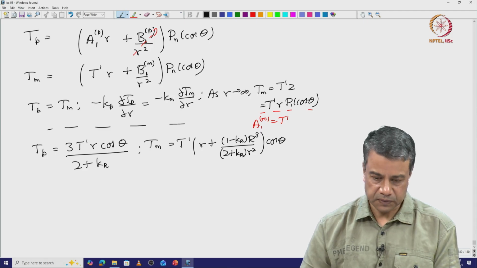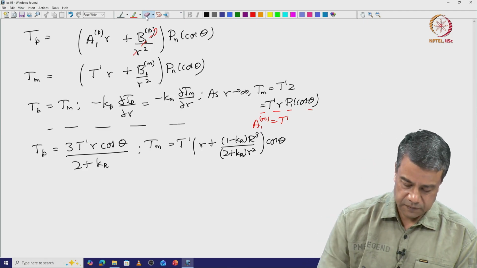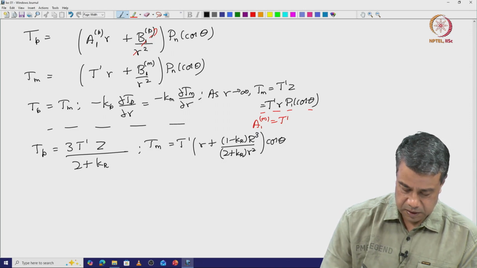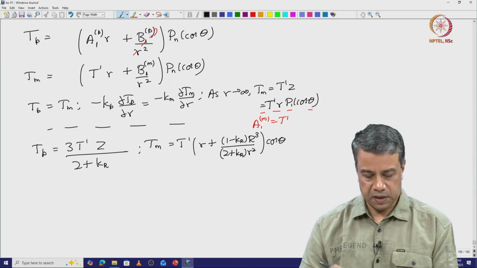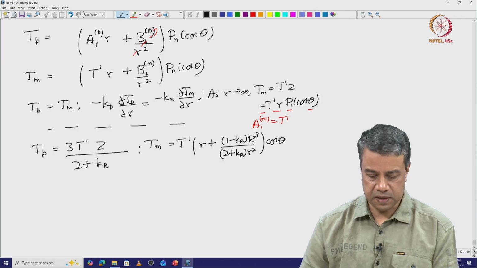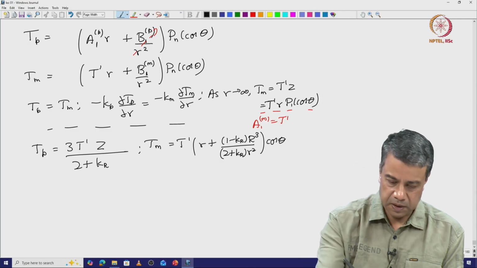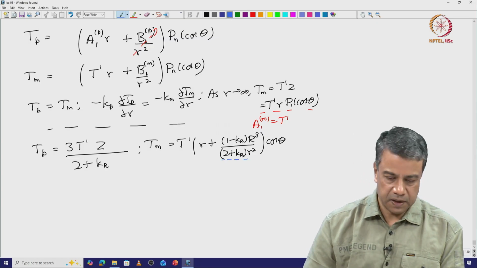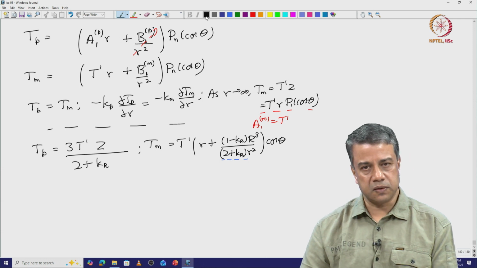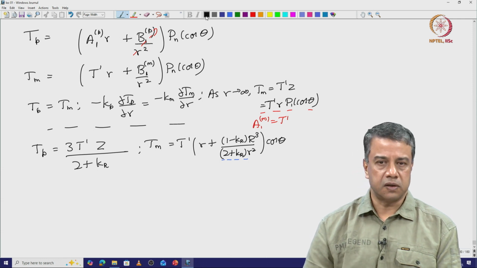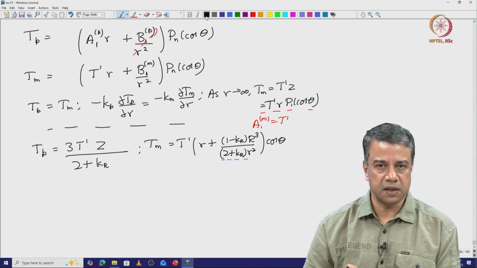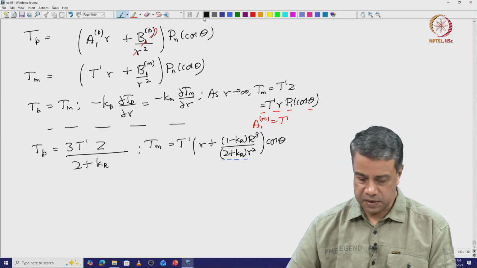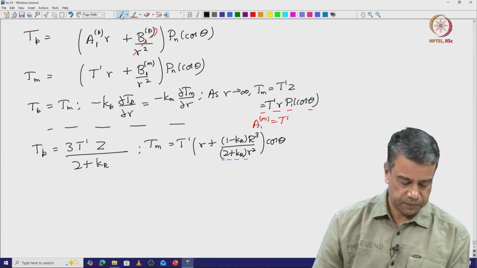I can write this alternatively as T prime times r cos theta, which is just z. And the second term has r cos theta, which is z, plus this additional term, the temperature disturbance due to the presence of the particle. We had verified that these temperature disturbances go to 0 when Kr is equal to 1 or the conductivities are equal. In that case you should get equal conductivities on both sides and therefore, the temperature disturbance has to be 0.